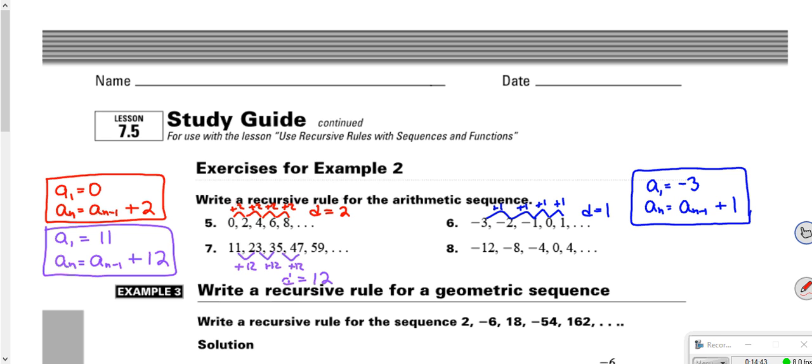And number 8. Again, how do I get from one to the next? Looks like I'm adding 4 each time. So D equals 4. Again, got to have 2 things. Got to have your starting point, a sub 1 is negative 12, and you've got to have your recursive rule: a sub n is a sub n minus 1, that's the preceding term, plus 4. These are pretty straightforward.